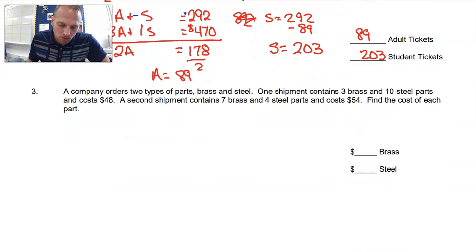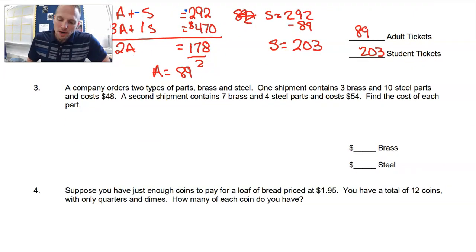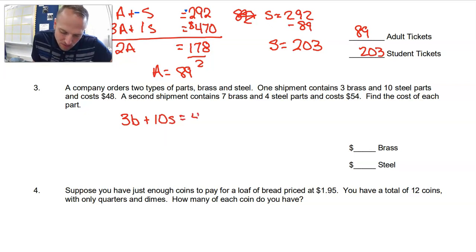Let's look at number 3. A company orders 2 types of parts, brass and steel. One shipment contains 3 brass and 10 steel parts. I'm just going to write that down right now. 3 brass plus 10 steel. And it cost $48. That's our total. The second one is 7 brass plus 4 steel was $54.